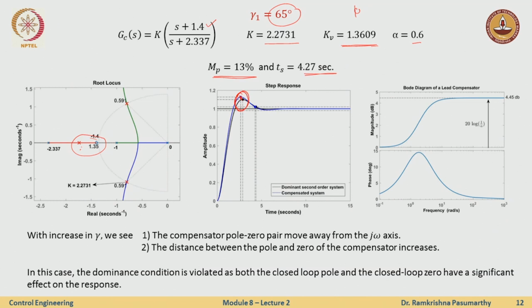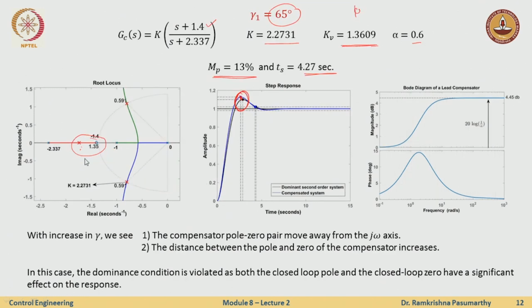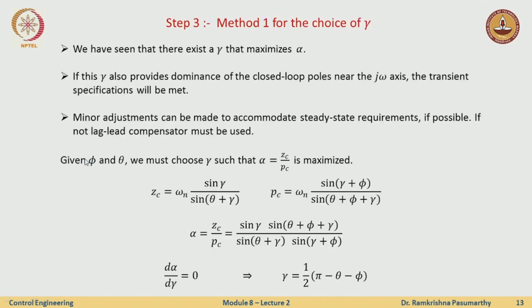So this is a nice observation, that for this gamma the effect of this pole-zero pair is minimal. Okay, now is there really a method of finding what is a good choice of gamma? I just cannot do trial and error all the time.